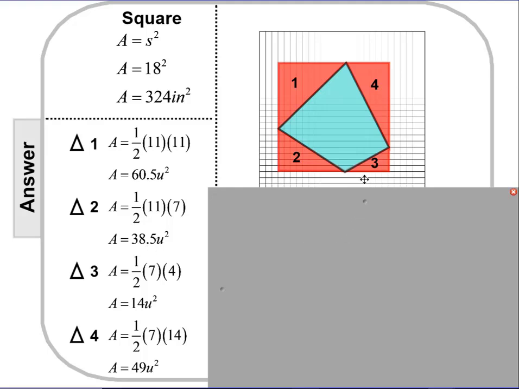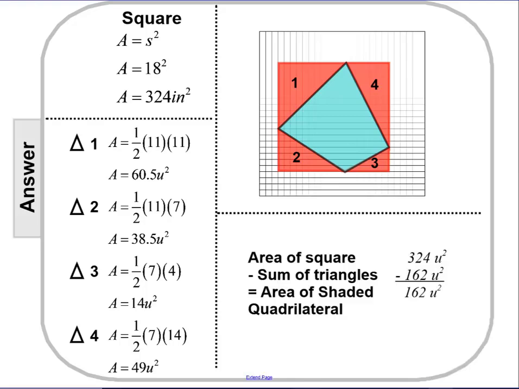Triangle 3 has a base of 7 and a height of 4, so my area is 14 units squared, and triangle 4 has a base of 7 and a height of 14, so my area is 49 units squared. Once I calculate all of those areas, I then take the sum of these 4 triangles and I subtract it from the area that we found of the square. So 324 minus 162 gives us 162 units squared.